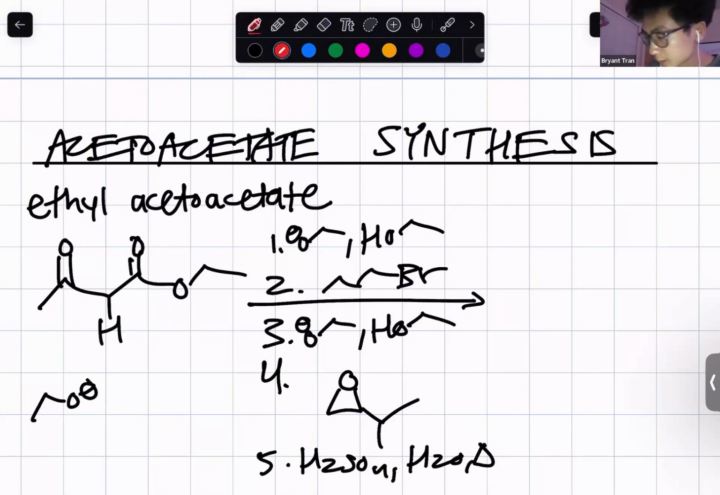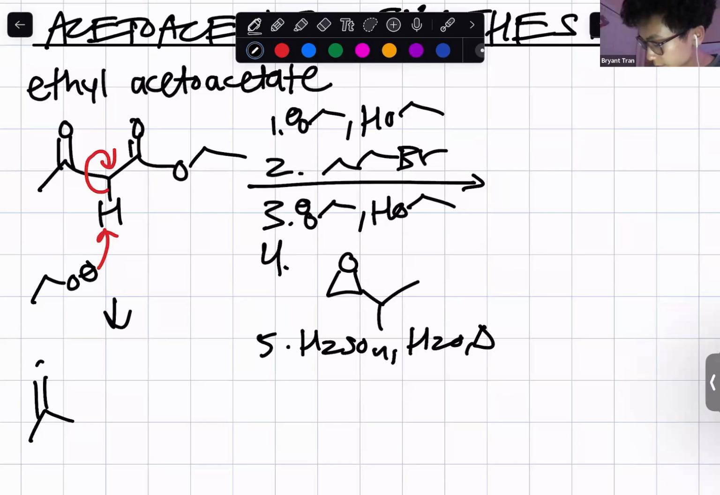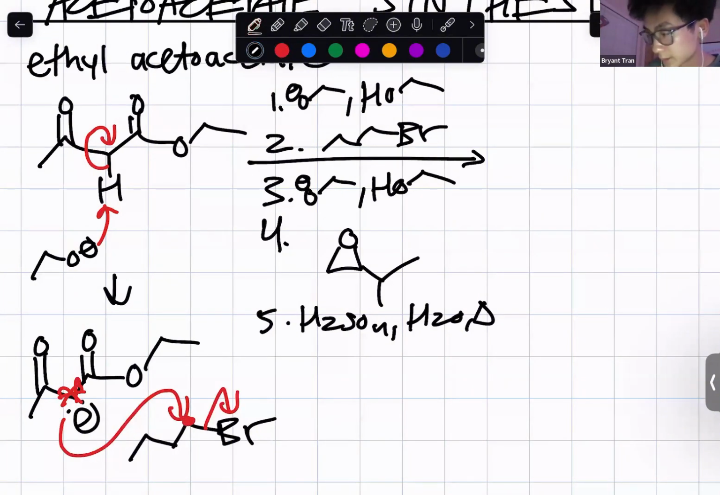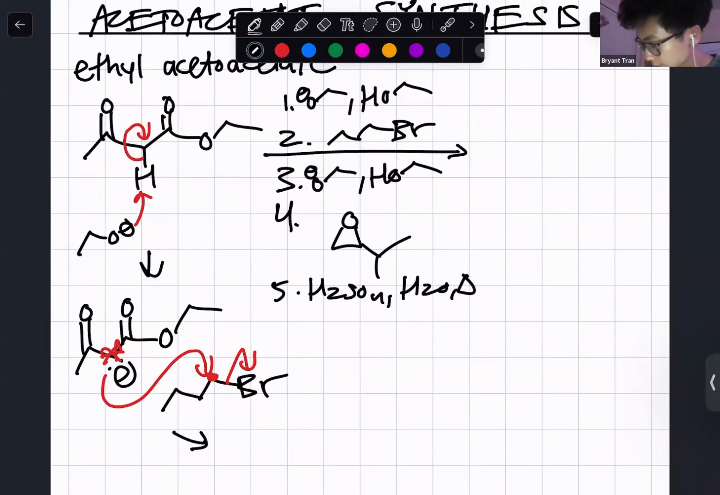So when I draw out the mechanism, grab that hydrogen, give a negative charge on that alpha carbon to get this enolate ion, where the nucleophile is the alpha carbon. That's the star carbon. Now bring in the second reagent, this primary haloalkane. This is our dot carbon. The star carbon attacks the dot carbon, kicks out the leaving group bromine, SN2 reaction. Now connect the star and dot.